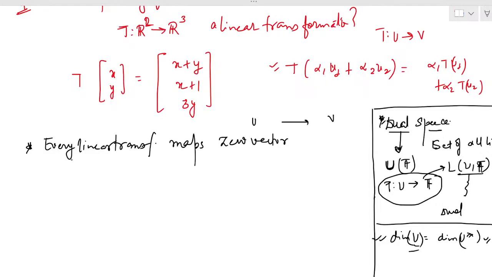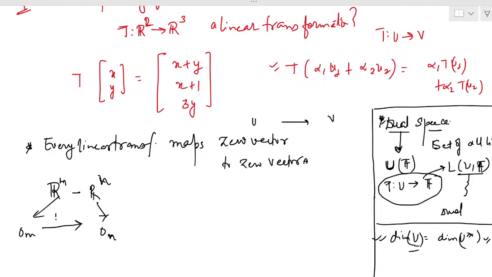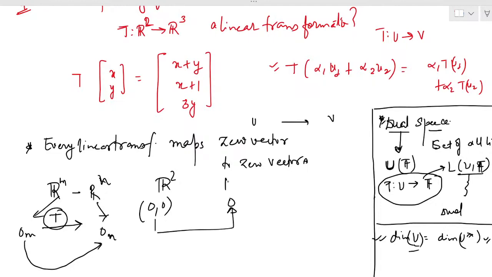Now let us come back to the point that every linear transformation maps a zero vector to a zero vector. What does that mean? It means that if I am considering Rm and Rn, where the zero vector is 0m in one and 0n in the other, and T is a linear transformation, then it should map the zero vector to the zero vector. In the example of R square, which represents the Cartesian plane, here (0, 0) should get mapped to 0 only. What is 0? It is the number 0 in R.